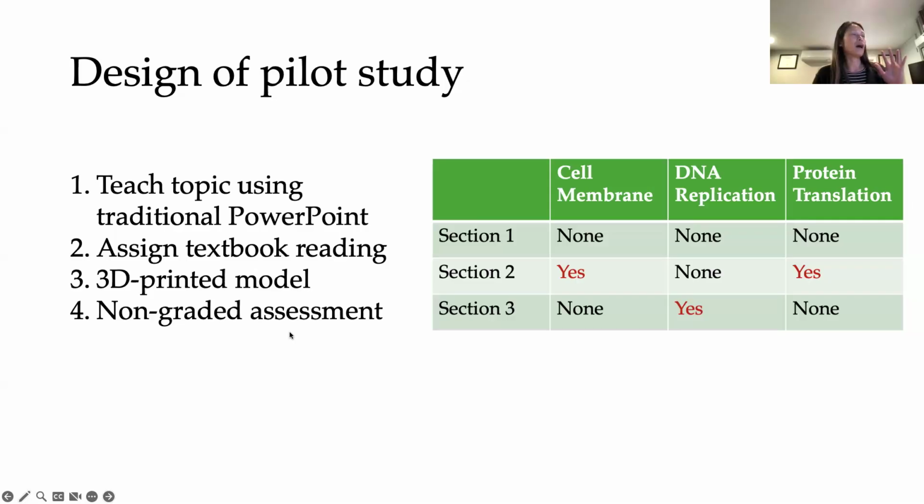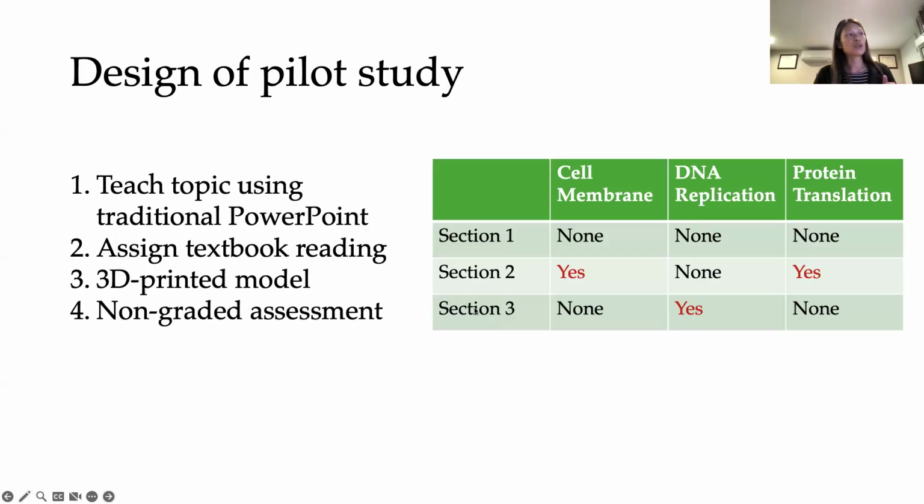The way we sorted the comparisons is, these are the three models we used. We had three core sections. One section did not receive any models, so they only had the traditional PowerPoint and textbook reading, and then the non-graded assessment.